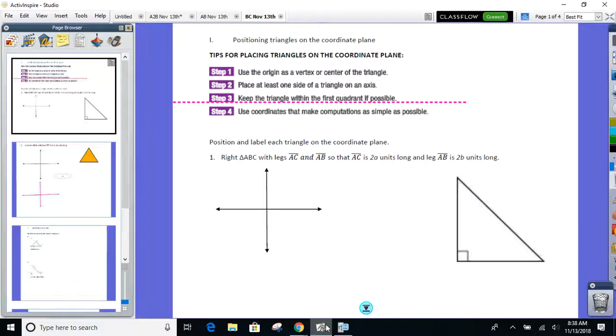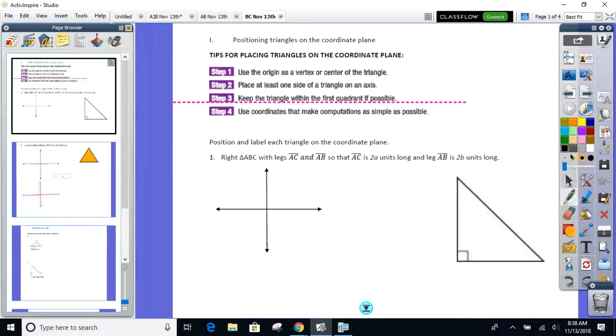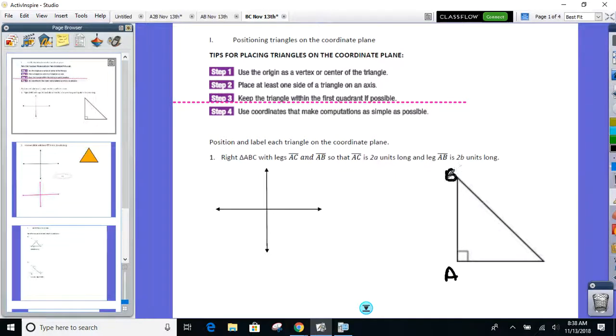Just looking at those two right now, anybody know where the right angle is going to be? A. Okay, you don't have to draw this. We'll put it on the graph in a second. So there's A, and then B and C could be anywhere as long as A is the right angle. AC has to be 2A units long. Not 5, not 6, 2A units long.